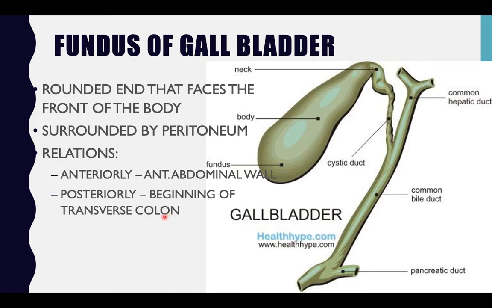Beginning of the transverse colon means the ascending colon is taking a bend, isn't it? That is the hepatic flexure. We call it the hepatic flexure because it is related to the inferior surface of the liver. Once the hepatic flexure is over and the transverse colon is beginning, that part is related to the fundus of the gallbladder in its posterior aspect.